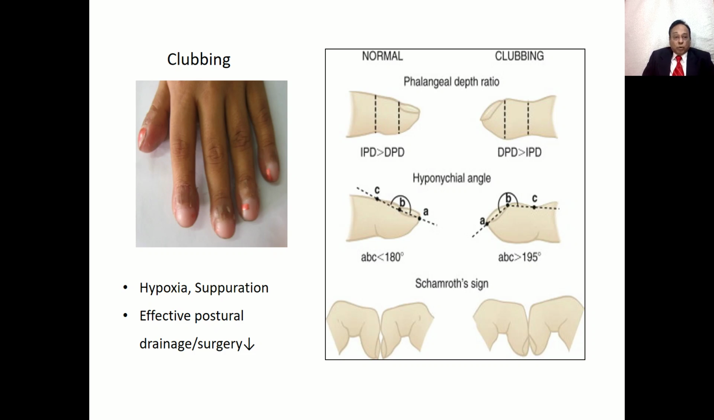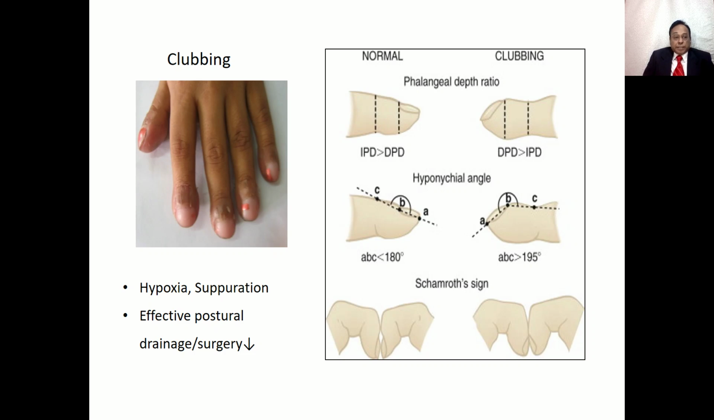And how to know clubbing? Simple: the Schamroth sign. You just approximate your two index fingers, and you can see the diamond in between. That is called the Schamroth sign. In normal people you will get a Schamroth window, whereas in people with clubbing it disappears. You cannot see that. The hyponychial angle is the angle formed between the nail and the base of the nail. Normally it is less than 180 degrees. In these people it may be more than 195 degrees.